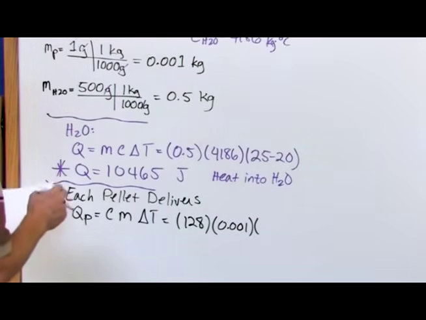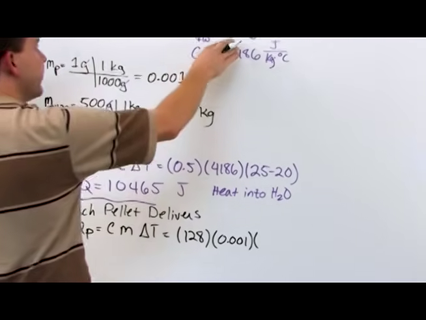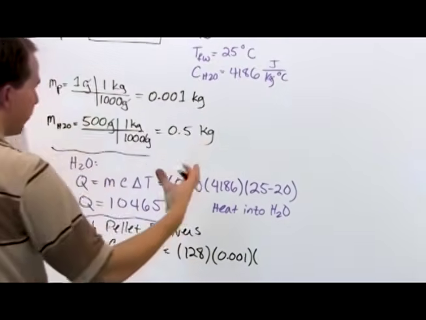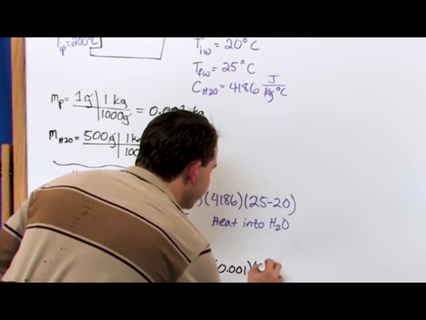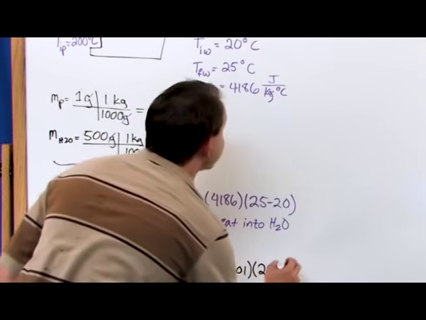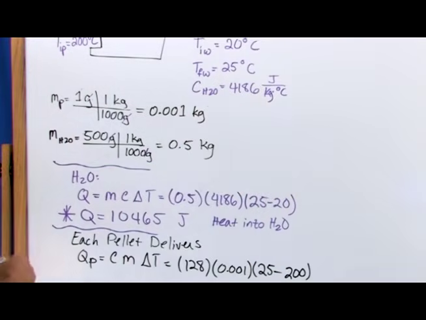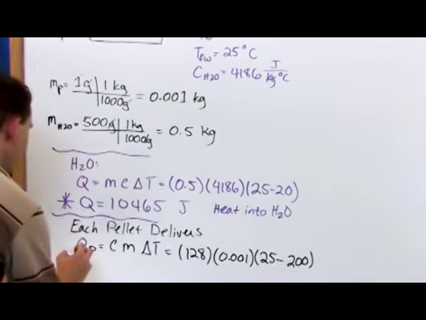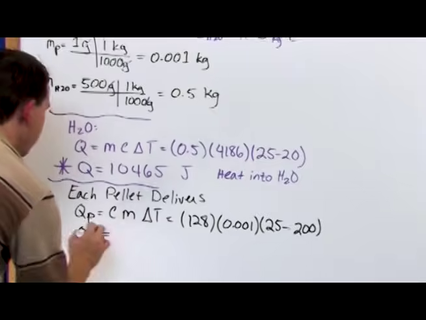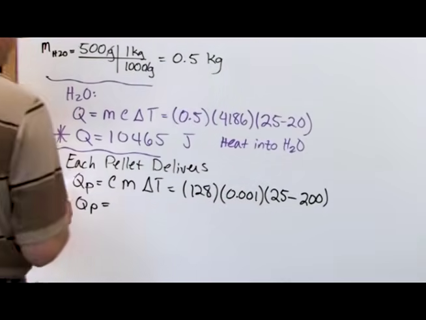Now, the final temperature of the pellet, once it goes into the water, is going to equal the final temperature of the water because they're going to reach equilibrium. So the final temperature is 25, and the initial temperature is the 200 degrees Celsius that we had to begin with. So we have everything we need to calculate how much heat energy is delivered. QP is going to equal 128 times 0.001 times that difference.